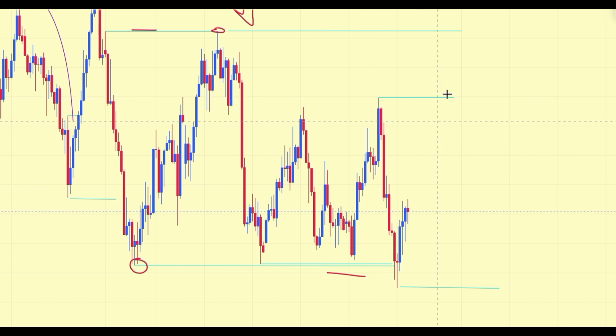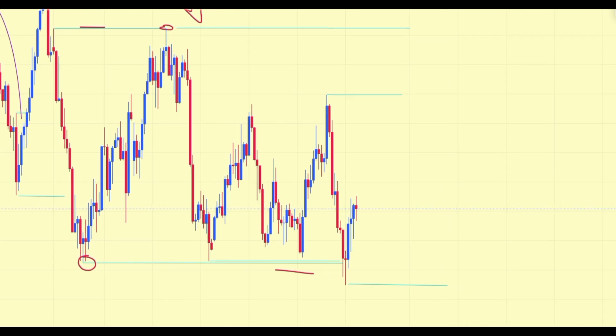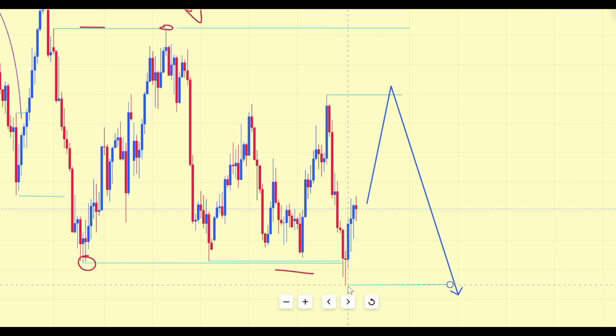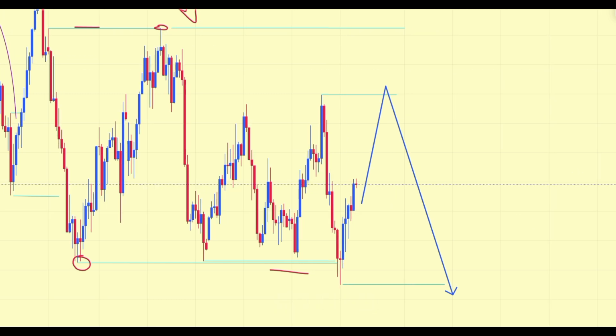So if price comes all the way, takes this high, and then reverses back, breaking past this low, then this one here will be a confirmed break of structure. So let's see what price will do. Let me run price and see what it eventually does.